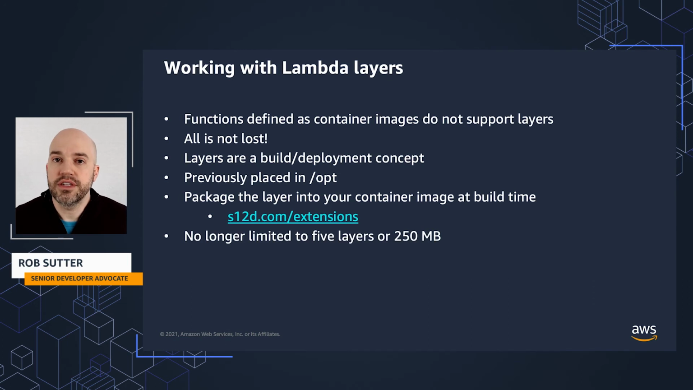It's also important to note that since you're not using the AWS Lambda service concept of layers, you're no longer limited to including 5 layers in a function. Each layer is just a step in your Docker image build process, so you can have as many as you need. You're also no longer limited to 250 megabytes. You have that 10 gigabyte container image limit to work with.